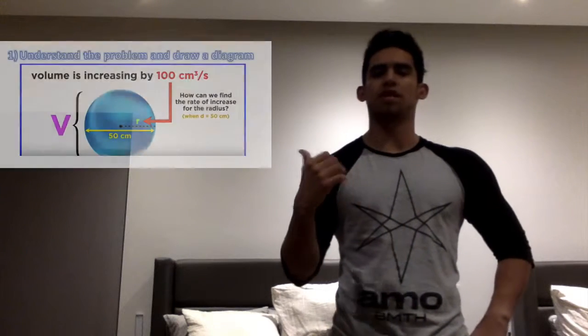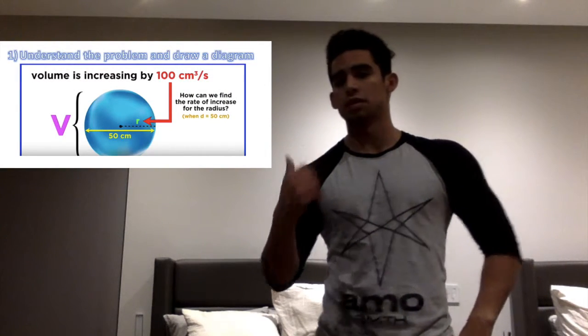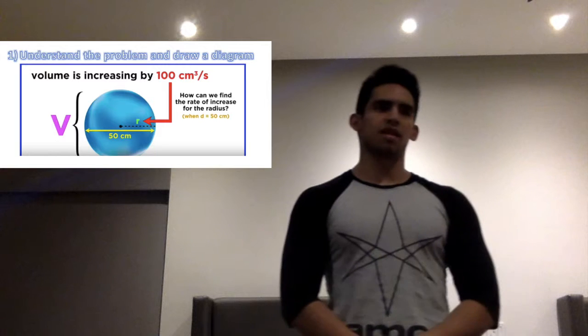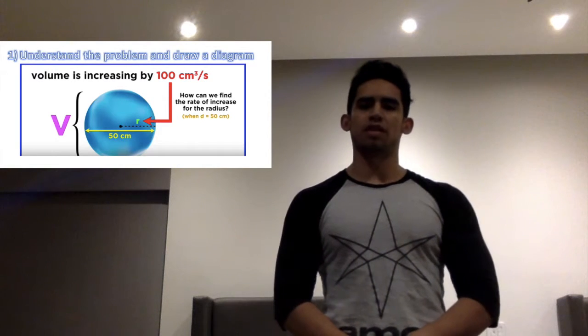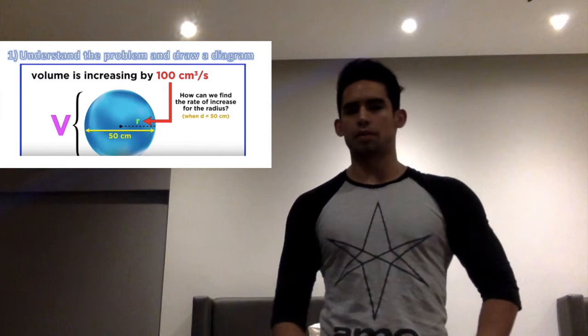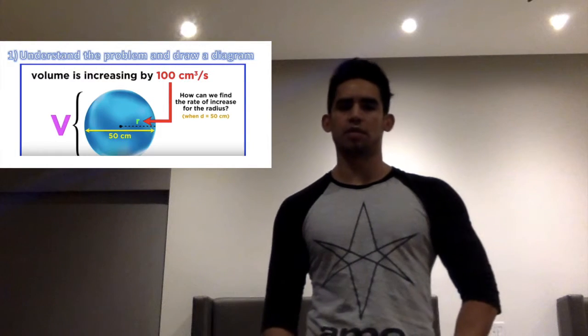Our topic is related rates in Calculus 1, and these are the steps to understand basic related rates problems. First, you need to understand the problem and draw a diagram. The challenge of related rates is to see what the question is really asking you, so drawing the diagram will help you to understand it a little bit better.